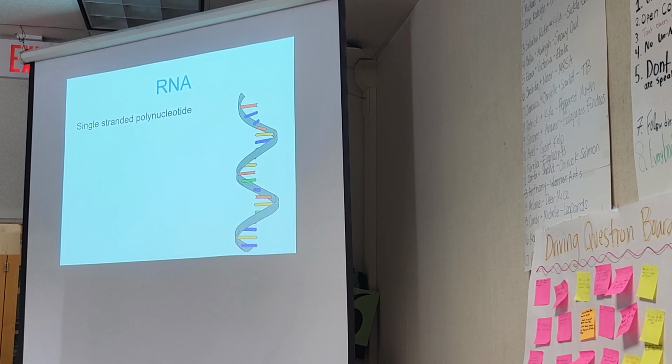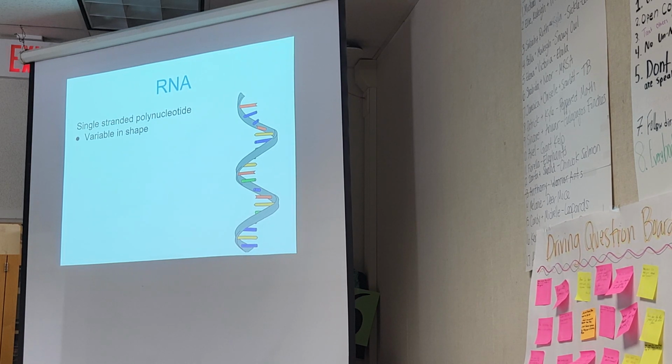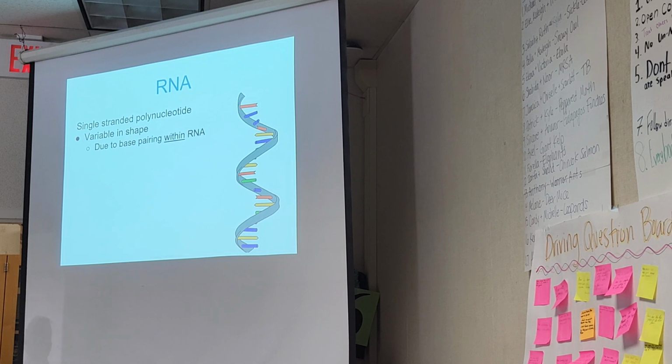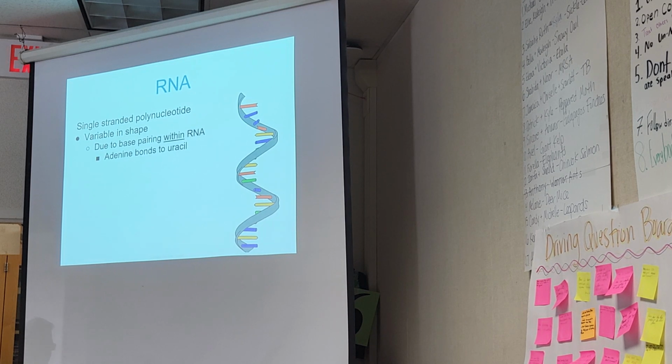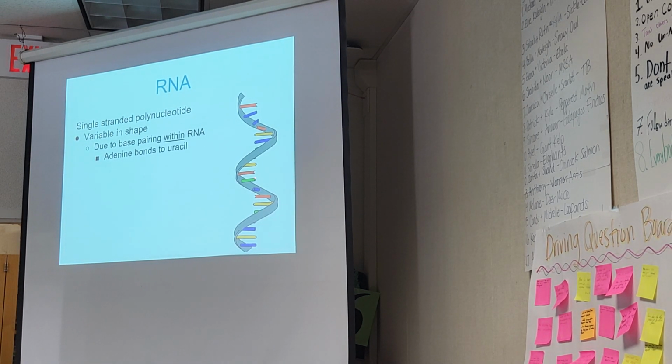Single-stranded polynucleotide, not double-stranded. Variable in shape, due to the base pairing within the RNA, we're not going to get deep into that. Adenine binds to uracil. It's single-stranded. How does adenine bind to uracil? Are these guys binding to each other right here? No.